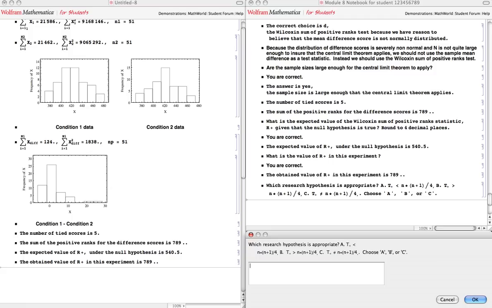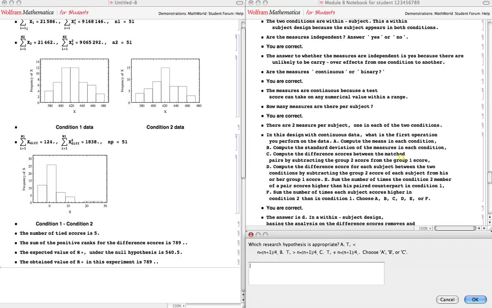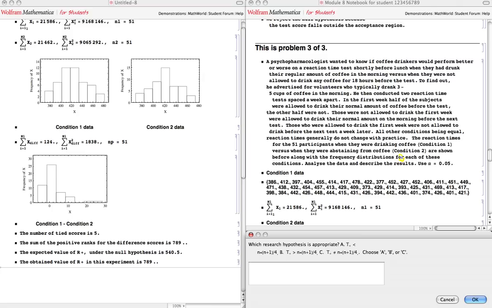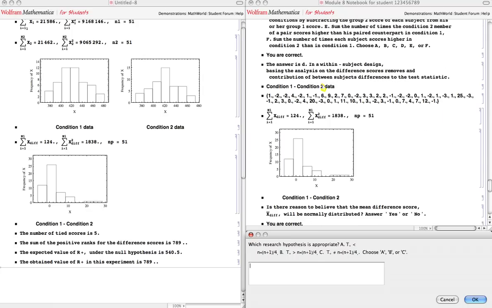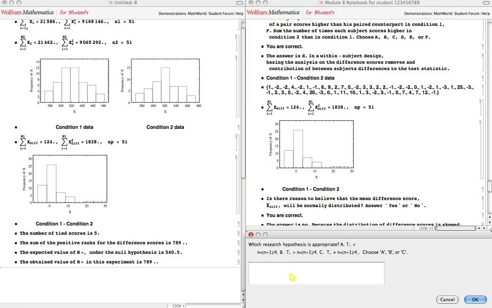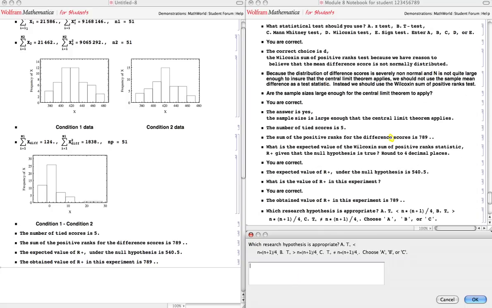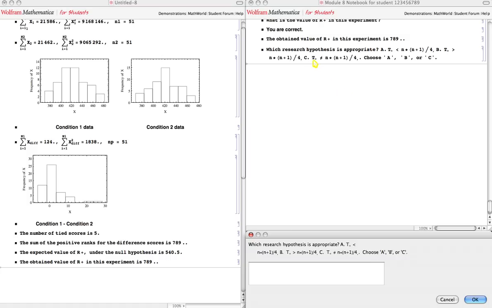Which research hypothesis is appropriate? So here you have to think a little bit, because first let's see what the question was asking. Is it a directional test or a non-directional test? It wanted to know if coffee drinkers would perform better or worse. So this is easy. Because it's not a directional test, you don't have to think about which column I subtracted from which, and whether I'm expecting the difference scores to be more positive than negative if the research is correct, and so on. You just know that because it's a two-tailed test, the sum of positive ranks should just not be equal to the expected value. So the answer is C.